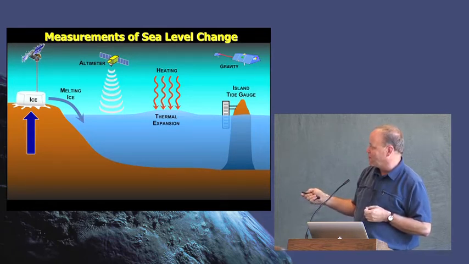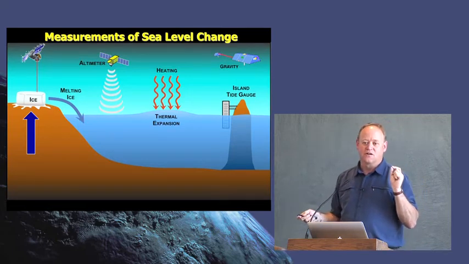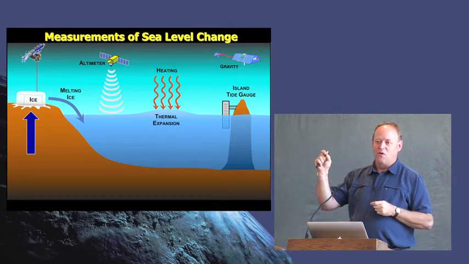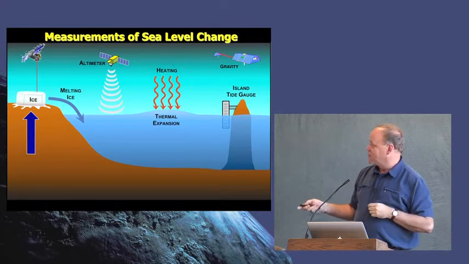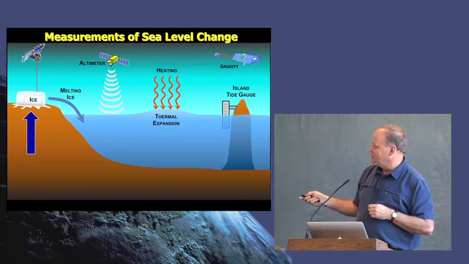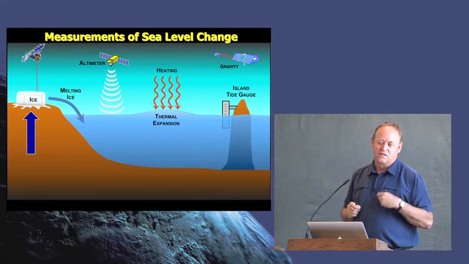It reflects off and comes back. We measure how long it takes for that to occur. So you take that time and multiply it by the speed of light and divide it by 2, and that gives you the height of the satellite above the ocean surface, which isn't quite what we want, right?